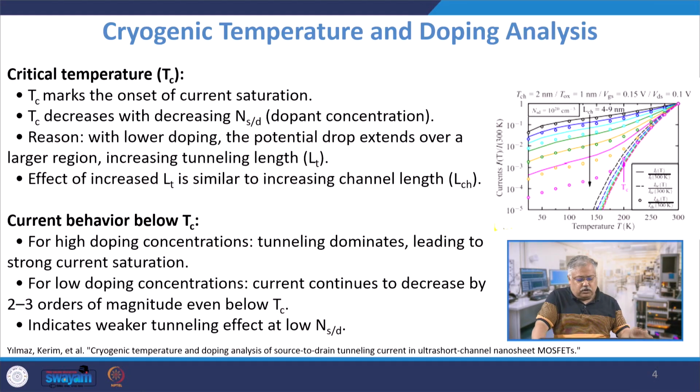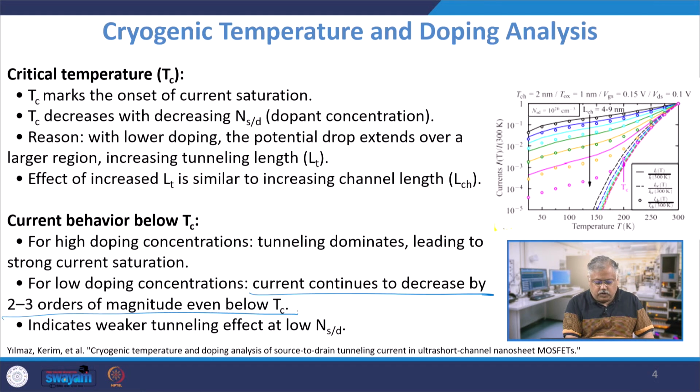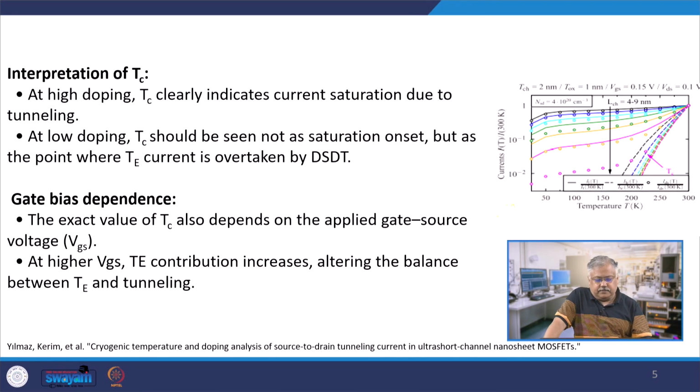For very low doping concentration, current continues to decrease by 2-3 orders of magnitude below Tc. And therefore, with low NSD or low doping concentration, I would actually see a weaker tunneling effect happening, right. So, this indicates a weaker tunneling effect at lower NSD, and that is what we have understood in our previous case.